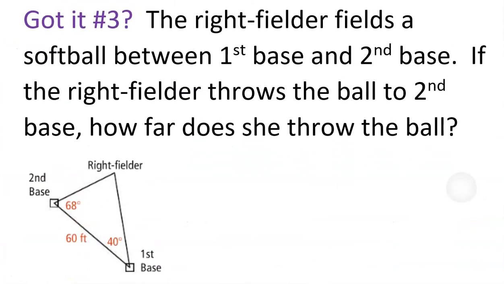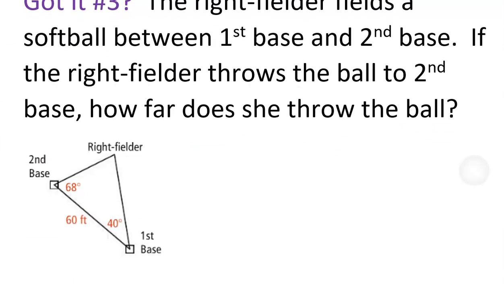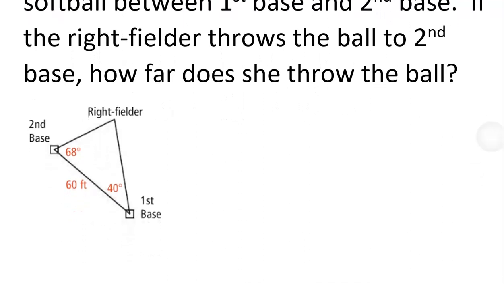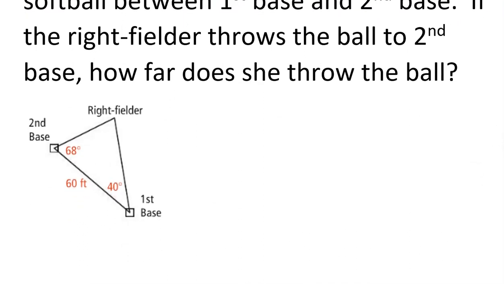I'm going to just get this one set up for you. The right fielder fields a softball between first base and second base. If the right fielder throws the ball to second, how far does she throw the ball? So this distance right here, I'm going to call it X because I don't want to use numbers. Do we have an angle side pair on this one? 60 would go with the right fielder. 68 would go with this one. And 40 would go with that one.